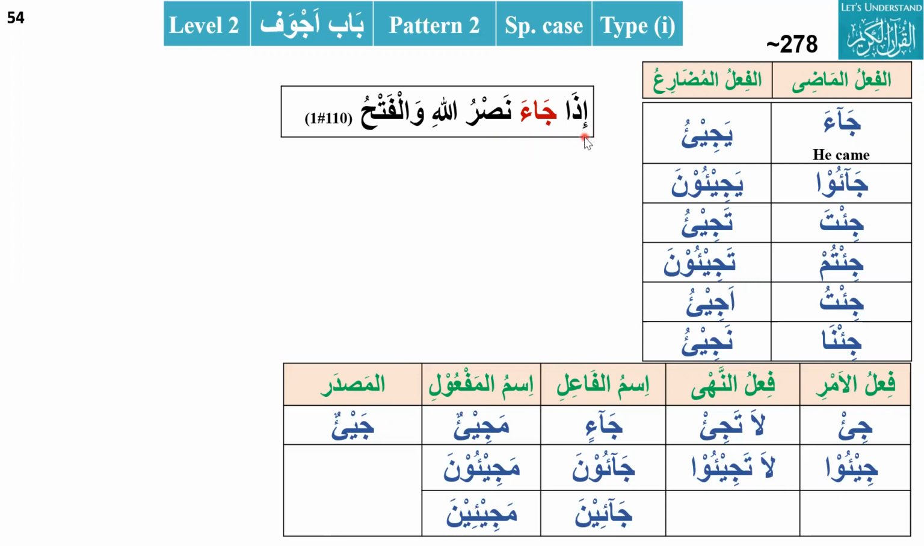Now, can you please combine the translation? When the help of Allah, when he came. See here, what is inside the verb? It is he. What is outside? Nasrullahi, this is complete also. So we replace it with he. When the help of Allah came, and the victory. Okay, we have to go for the breakout room.